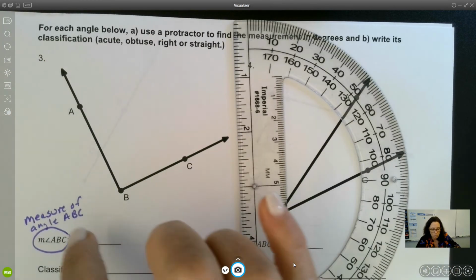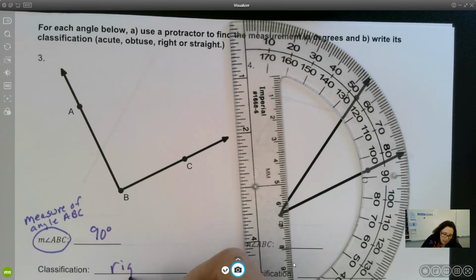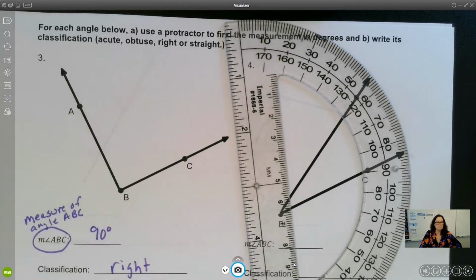Depending on what you measure it as, I got it to be 90. That is a right angle. If you got the measure here to be 88, then you would put acute. If you found the measure here to be 92, you would put obtuse. So again, there's a little human error in this.